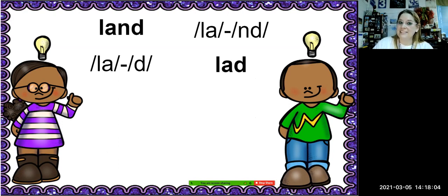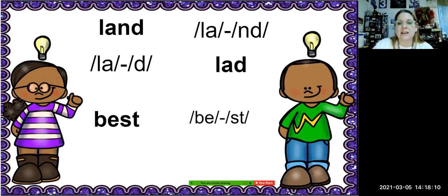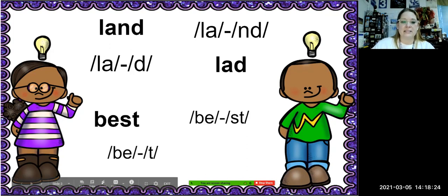It is lad. The next word is best, best. So we have best. So the st is the blend. We're going to get rid of the first sound of the blend, which would be which sound? The s. Good. So now we have bet, bet. So the new word on the curve is bet.